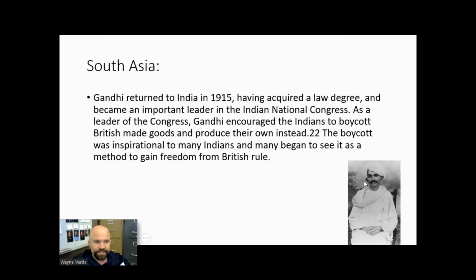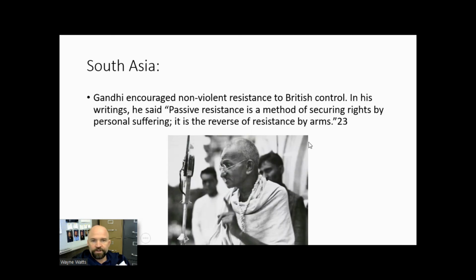Gandhi returned to India in 1915, having acquired a law degree, and became an important leader in the Indian National Congress. As a leader of the Congress, Gandhi encouraged the Indians to boycott British-made goods and produce their own instead. The boycott was inspirational to many Indians, and many began to see it as a method to gain freedom from British rule. Gandhi encouraged nonviolent resistance to British control. In his writings, he said passive resistance is a method of securing rights by personal suffering. It is the reverse of resistance by arms.